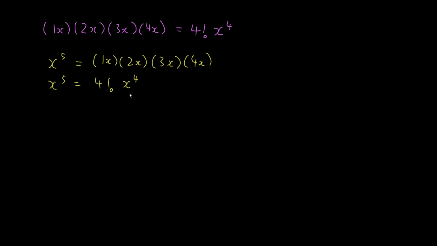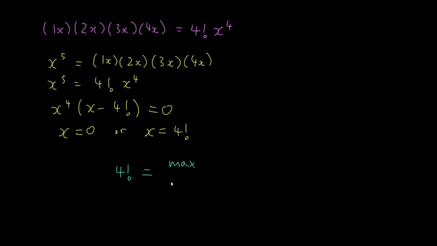And so we can solve this by moving everything to the left-hand side and then factoring things out. So when we do that, we end up with x to the power of 4 times (x minus 4 factorial) equals 0. And this obviously has two solutions, namely x equals 0 or x equals 4 factorial. And this actually lets us describe 4 factorial as the largest solution to a particular polynomial equation, right? So 4 factorial is the maximum x in R such that x to the power of 5 equals 1x, 2x, 3x, 4x.